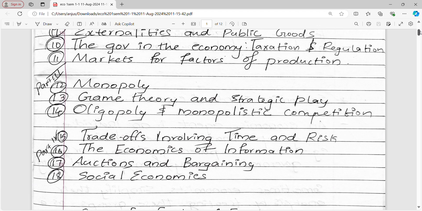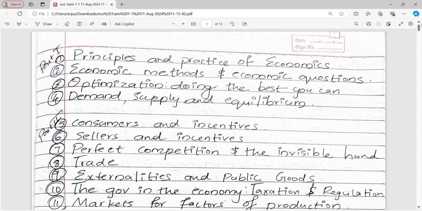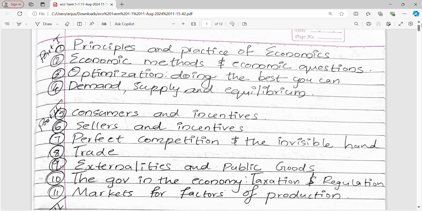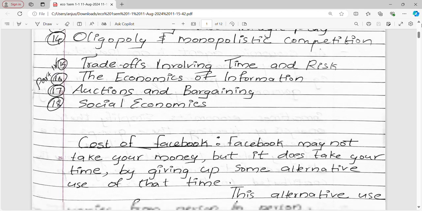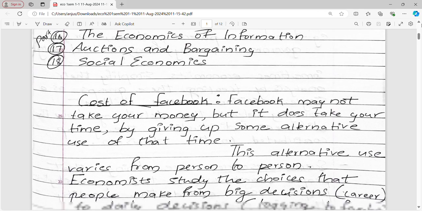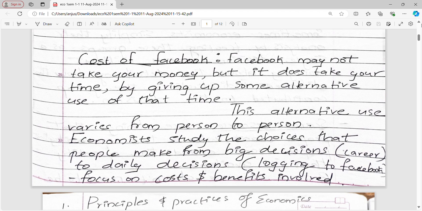So we are starting here with the first chapter of Part 1, Principles and Practice of Economics. It is an introductory chapter, nothing much in depth of syllabus. The first page starts with a question: is Facebook free? Facebook may not take your money, but it does take your time, by giving up some alternative use of that time.